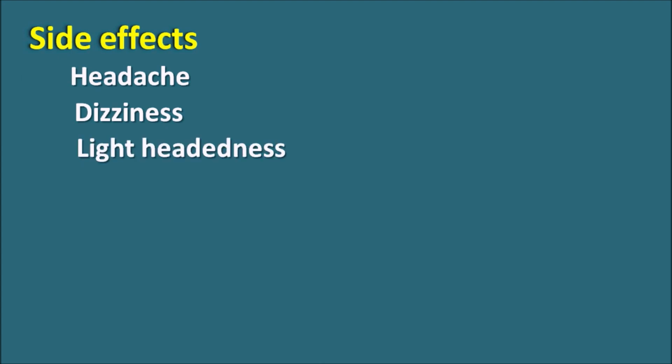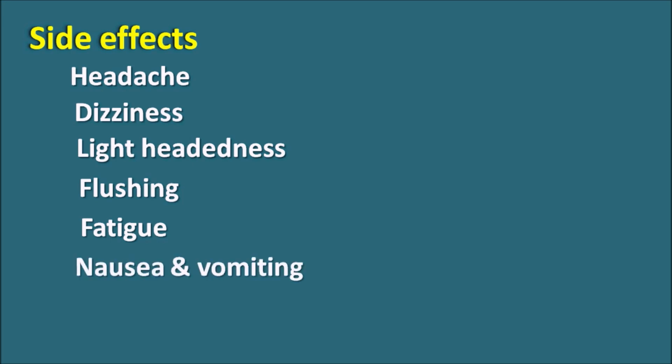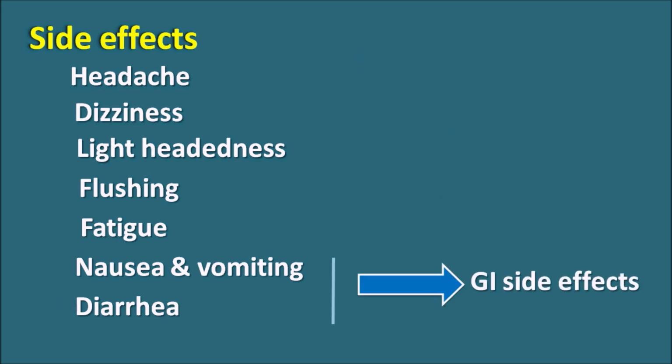What are the side effects? This drug acts as a mild diuretic, and it can also produce a few central side effects like headache, dizziness, and lightheadedness. This lightheadedness is one of the important side effects of acetazolamide. It can also produce some flushing and fatigue in patients. Apart from these, this drug can also produce nausea, vomiting and diarrhea, which are the gastrointestinal side effects observed with acetazolamide.